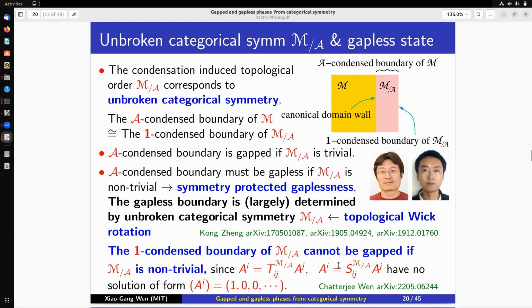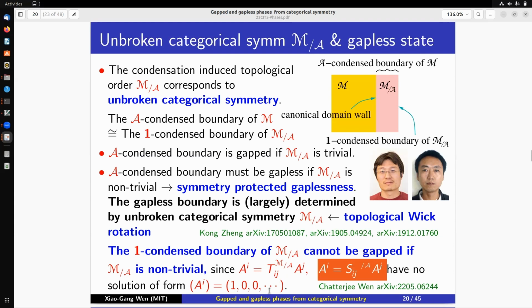Okay. Therefore, with this one row with the same sign, you can show that there's no solution of this form, because this form is a one-condensed boundary. Only the component equal to the trivial one is non-zero, and all others are equal to zero. So this will be a one-condensed boundary. However, if you plug this vector into this equation, then the first column of this matrix gives the quantum dimensions.